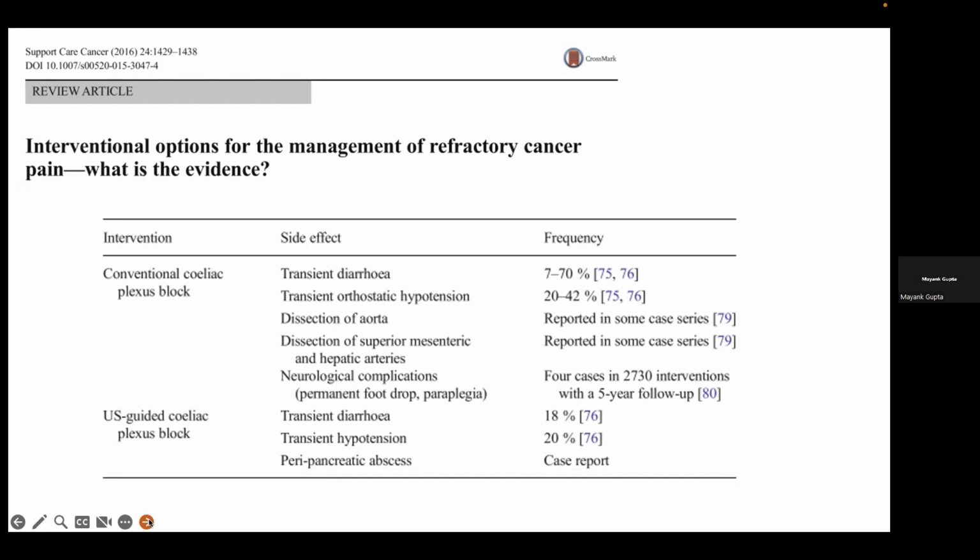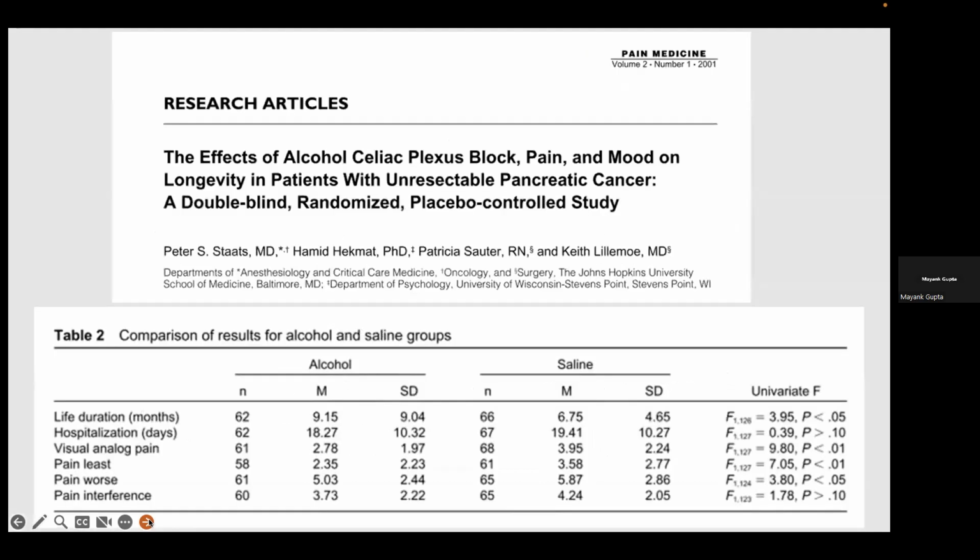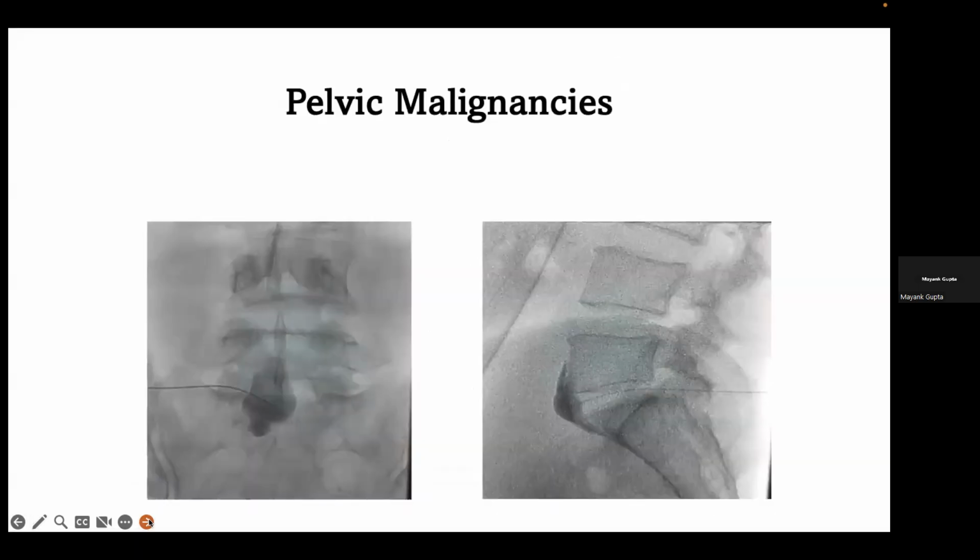Another thing to keep in mind is that because it leads to sympathetic blockade and vasodilatation, the patient may have hypotension. So always preload your patients before giving a celiac plexus block. As I told you, it has been found to not only reduce pain, but also to improve mood and to have survival advantage in patients with unresectable pancreatic cancers.